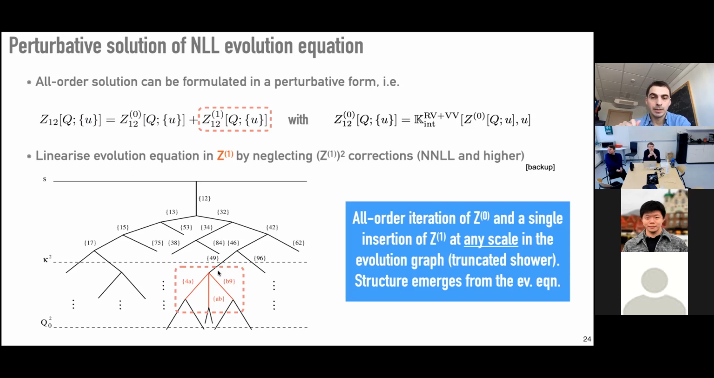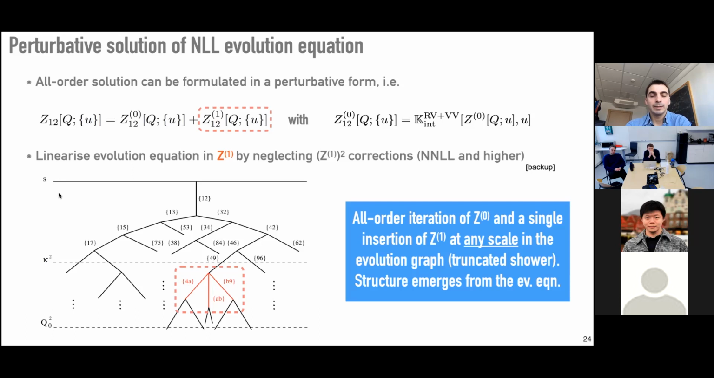I call it truncated, but it carries on. So what we do in practice is the following. Before we start the evolution, let's say we're up here at S, we generate the scale kappa. That is a scale, for instance, uniformly distributed between S and lambda QCD squared.